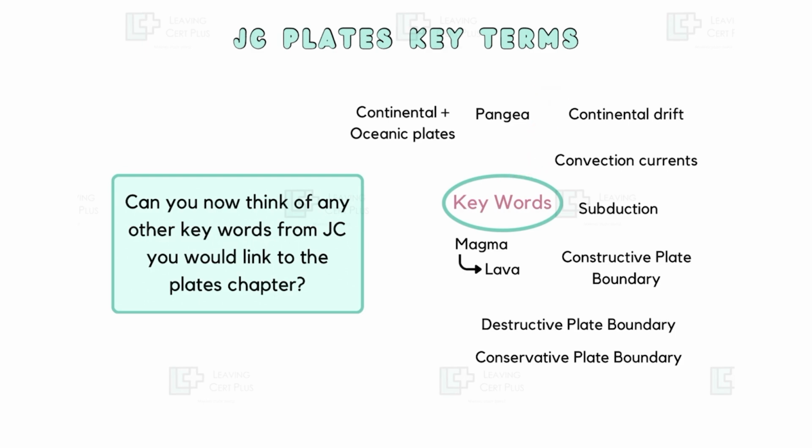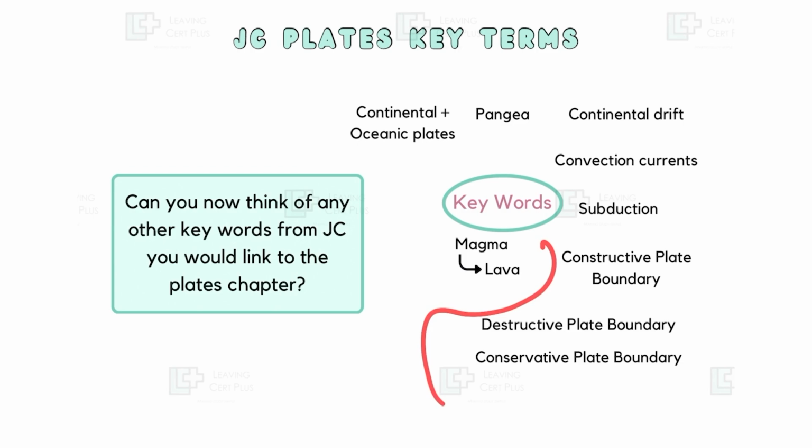Convection currents ensure the plates collide, pull apart and slide past each other. The concept of subduction, a junior cycle word that will be used a lot in Leaving Cert, is where you've got two plates that collide. The denser plate will subduct underneath the lighter plate. It will be recycled and add material to the mantle. With your subduction zones, where plates are colliding, you can have volcanoes, and your magma can make its way through a volcano and come out into the atmosphere and turn to lava.